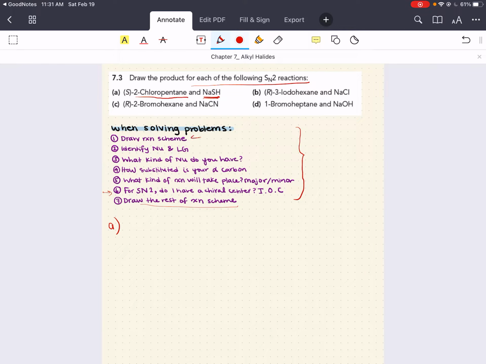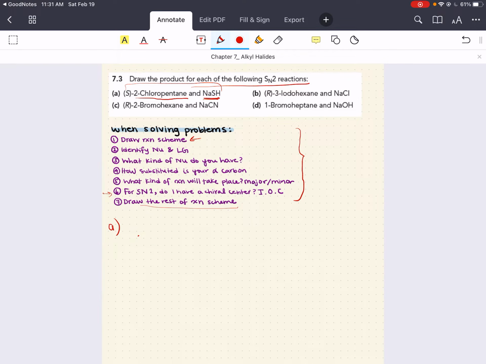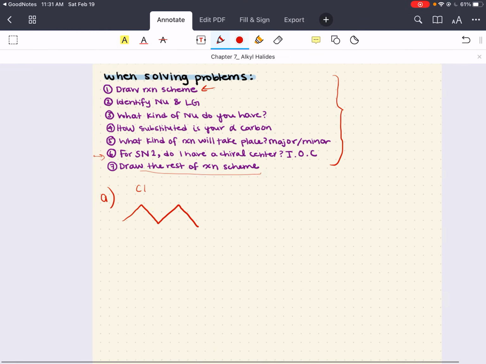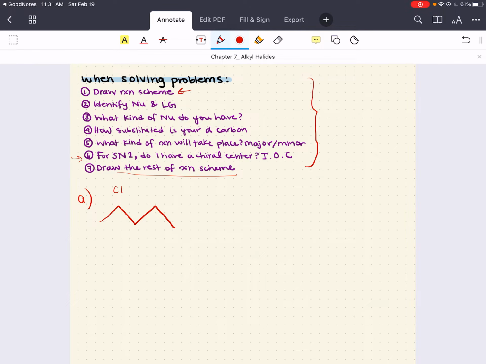So first step, we're going to draw our reaction scheme in regards to our starting material. All right, so S-2-chloropentane. Let's draw pentane: 1, 2, 3, 4, 5. That's 5 carbons, and at position 2, we have a chlorine group. So right here we have a chlorine, and it's going to be S configuration, so that's going to have a dash.